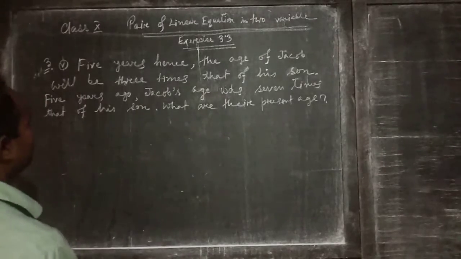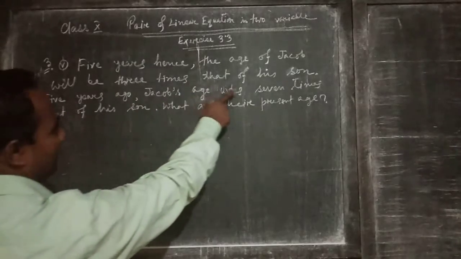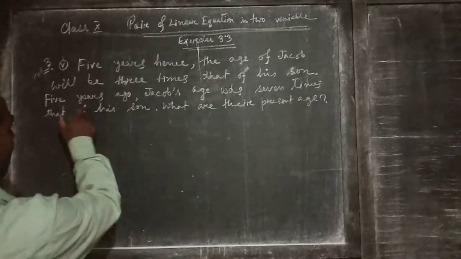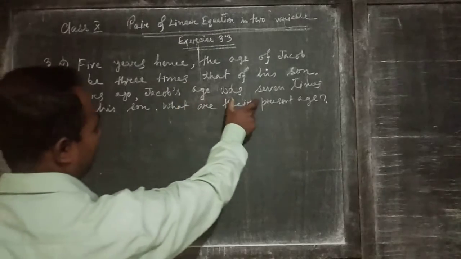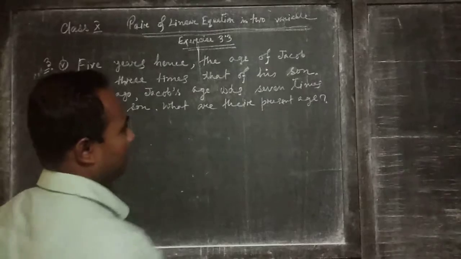The question says that 5 years hence the age of Jacob will be 3 times that of his son. 5 years ago, Jacob's age was 7 times that of his son. What are their present ages?